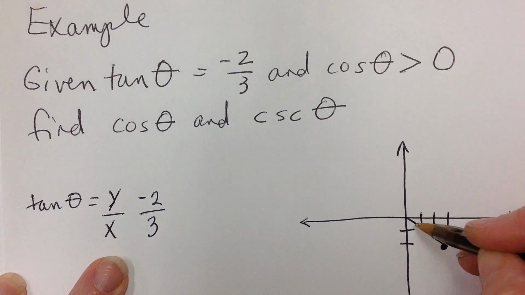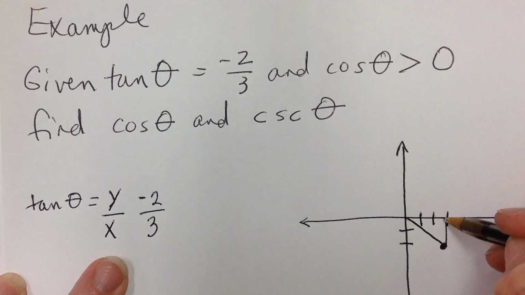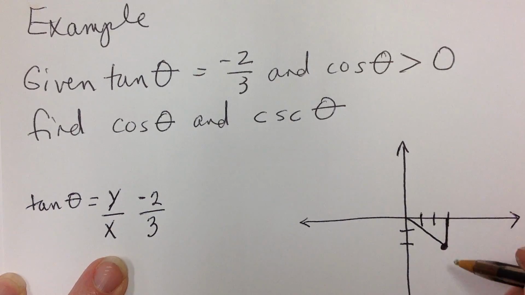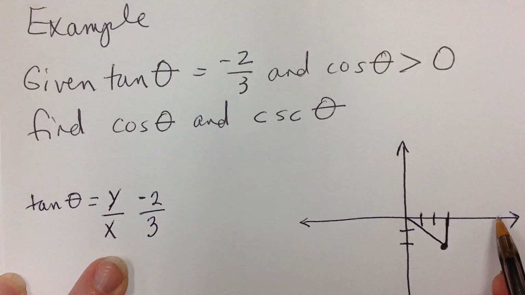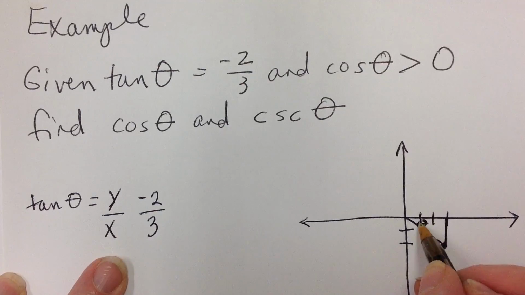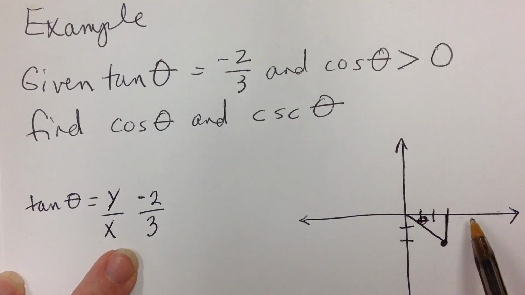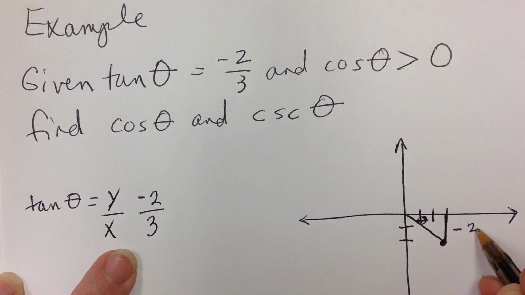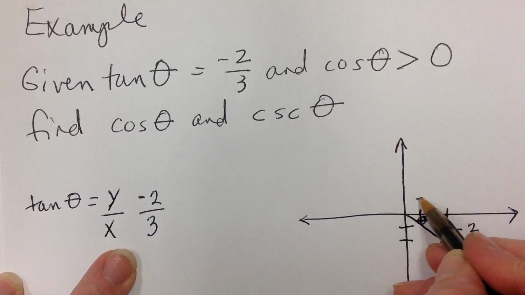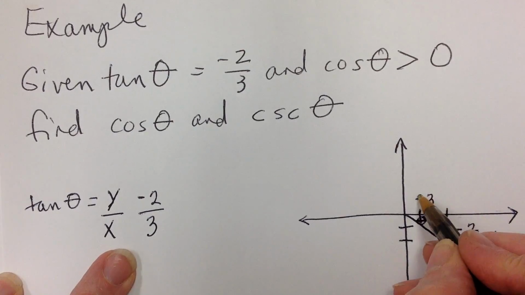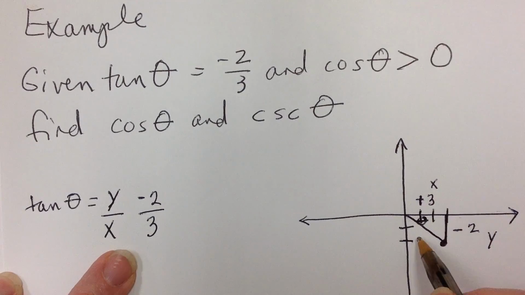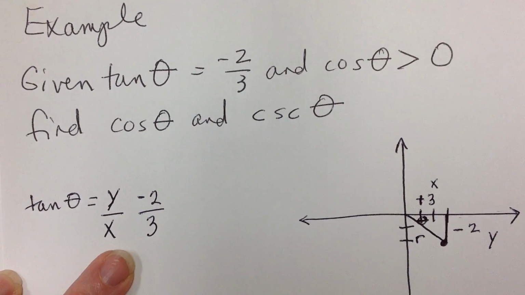So I'm in quadrant 4, so I'll draw this angle back up to the x-axis was here. This is theta. All right, so your y was negative 2, okay? Positive 3 is your x. Now what is r? Well, to find r, we will need to use the Pythagorean theorem.